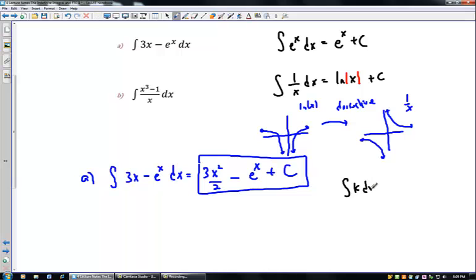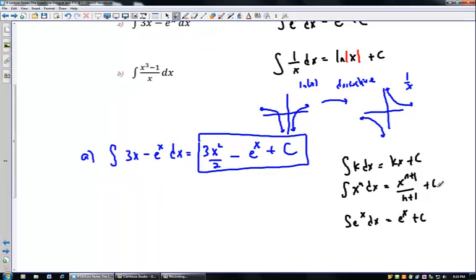We have the integral of a constant dx is equal to the constant times x plus c. We have the integral of a power of x to the n dx, equal to, you add 1 to it and divide by it, plus c. And then we just saw the integral of e to the x dx, of course, is equal to e to the x plus c. And finally, the last type that we know is the integral of 1 over x dx, which is equal to ln of absolute value of x plus c. So these are my 4 types right now.